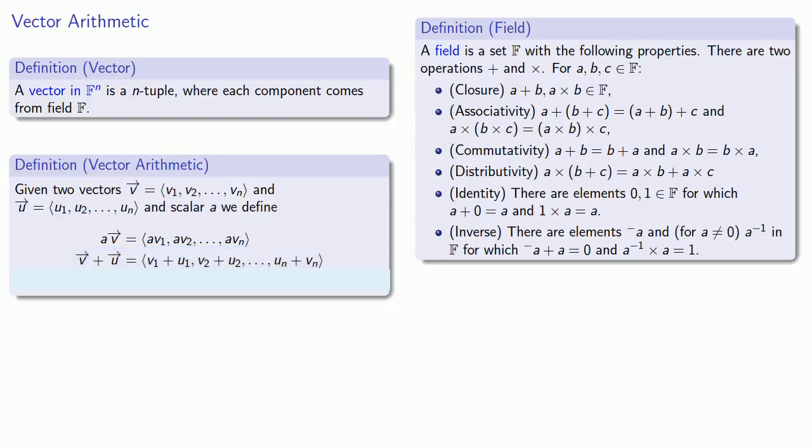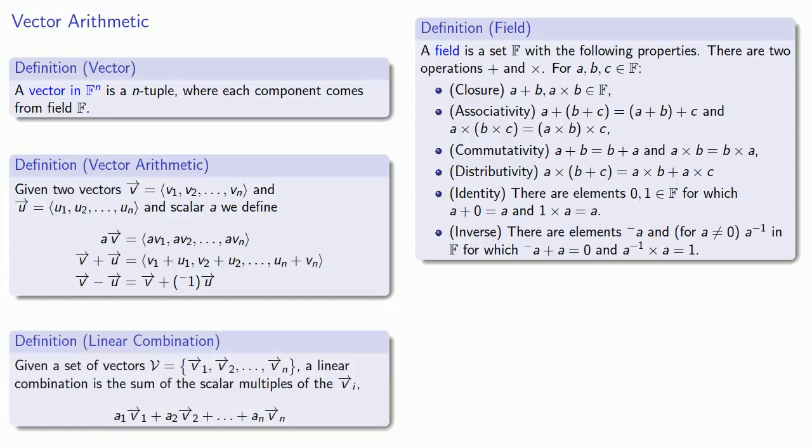And finally, we'll define v minus u, the difference between the two vectors, to be the vector v plus -1 times the vector u. Because we can add scalar multiples of vectors, and because anything we do once we can do as many times as we'd like, we can form a linear combination of vectors, a sum of scalar multiples of vectors.